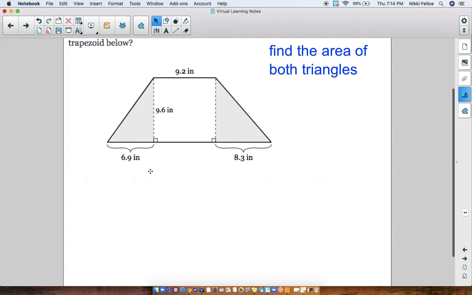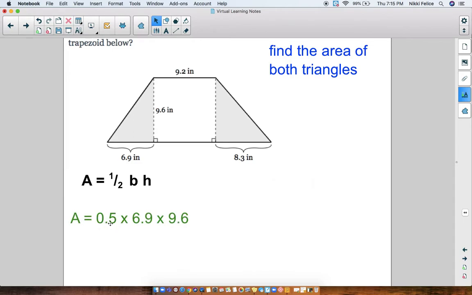So, we know that the area of a triangle is 1/2 times the base times the height. So in this first triangle right here, the base is 6.9 and the height is 9.6. So if I put it in my formula, it's going to look like 1/2, 0.5. I'm using the decimal version because I like that better, but you can do whatever you want, times 6.9 times 9.6. So when you multiply all those together, you get 33.12 square inches. So that's the area of this triangle right here.